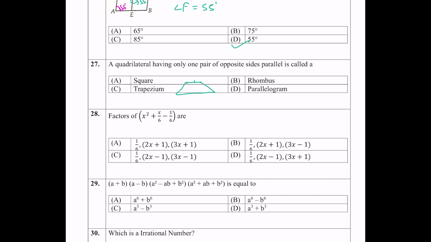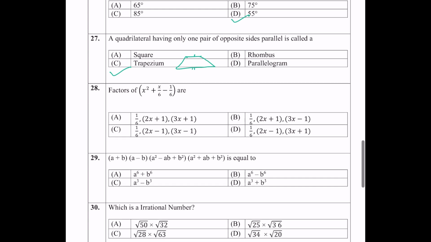So in a trapezium, only one pair of the opposite sides are parallel to each other. So in this case, option C is the correct one.